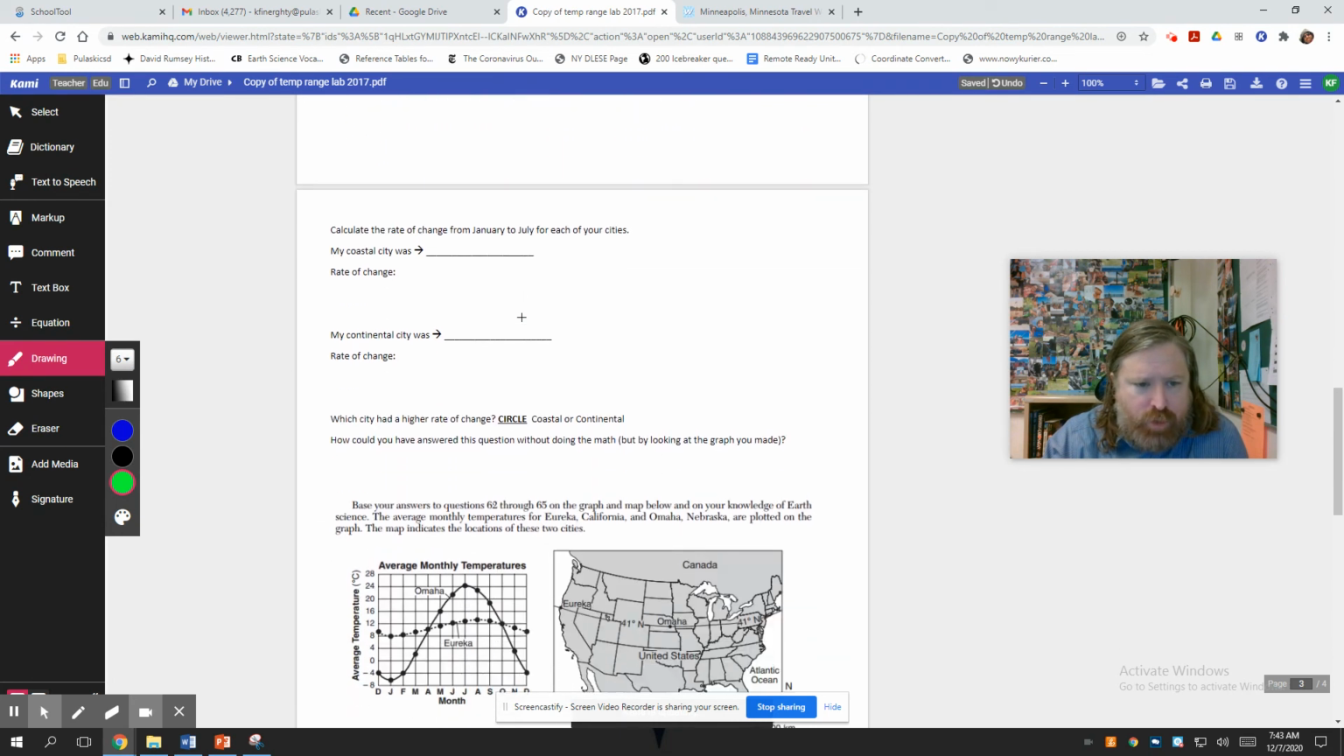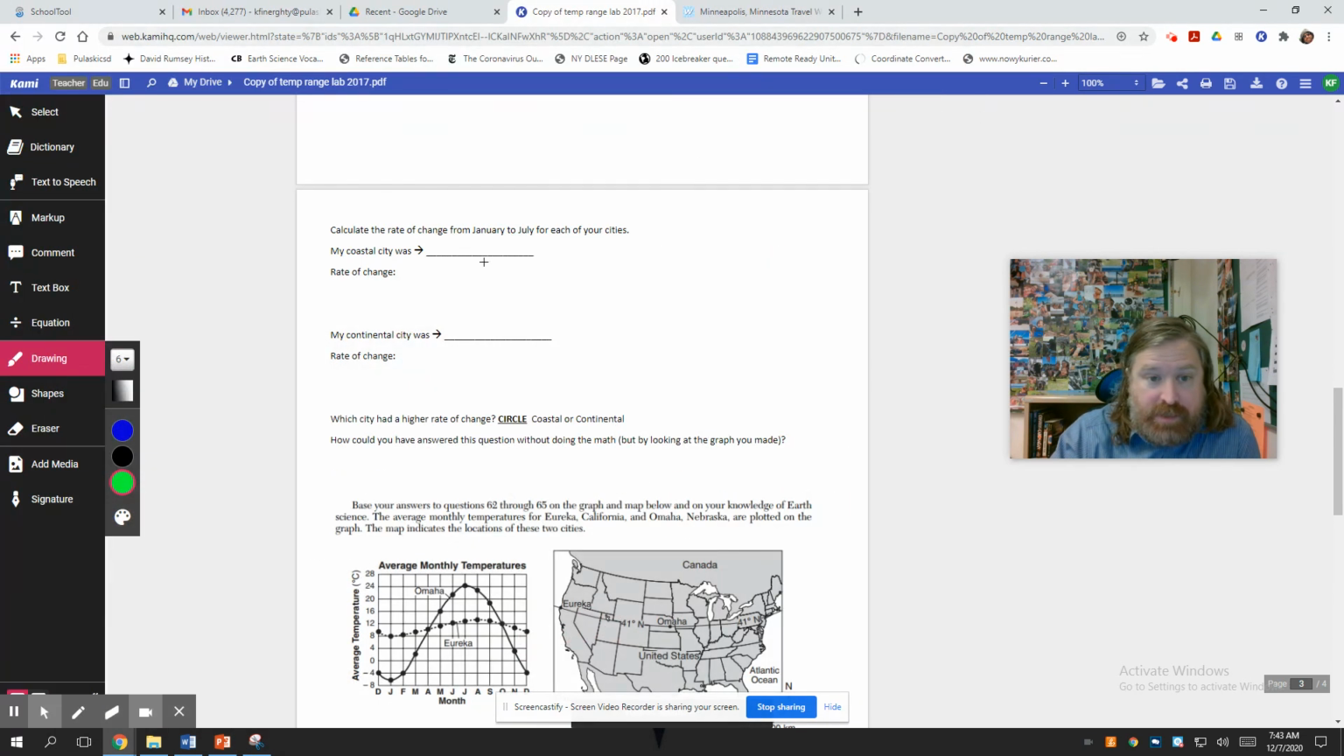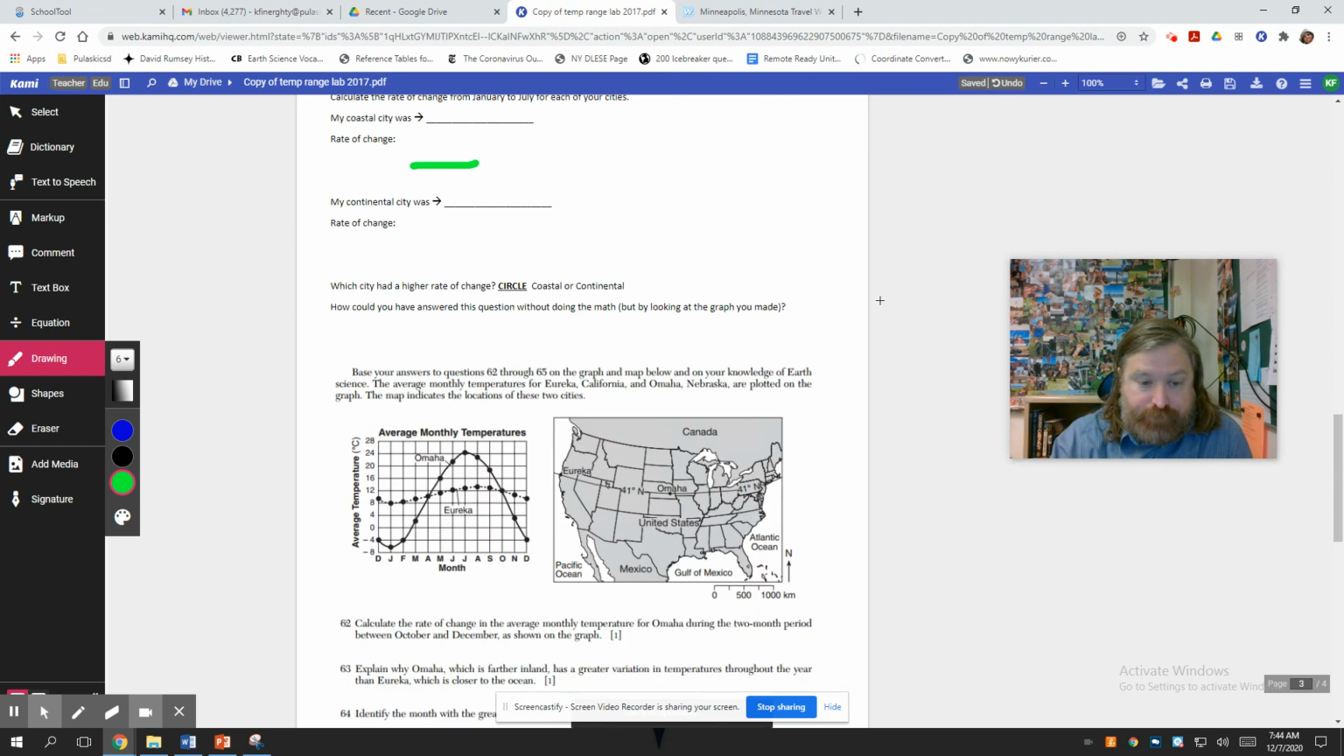I just wanted to bring up real quick rate of change problems. We've done them before, but just to see it one more time, it's on the slideshow. Change in value divided by time. So how much did the temperature change divided by how much did the time change? So this says you go from January to July. So you'll just divide, count the months, January, February, and so on, to July. That's that many months divided by basically this number. How much was it from the coldest to the warmest?